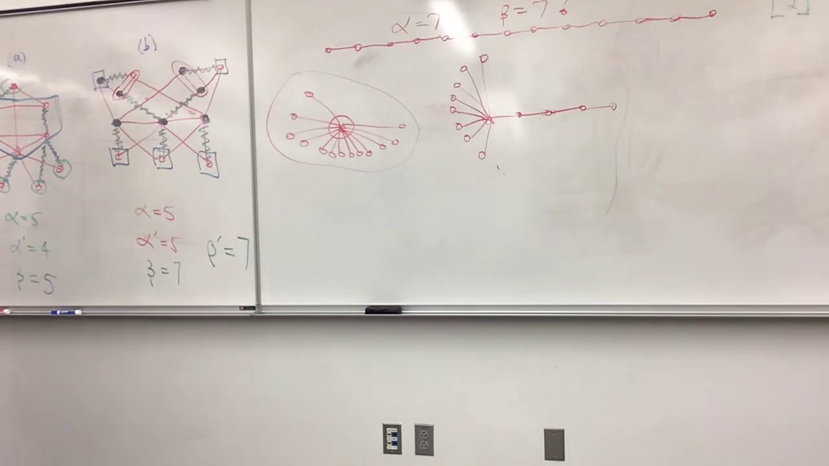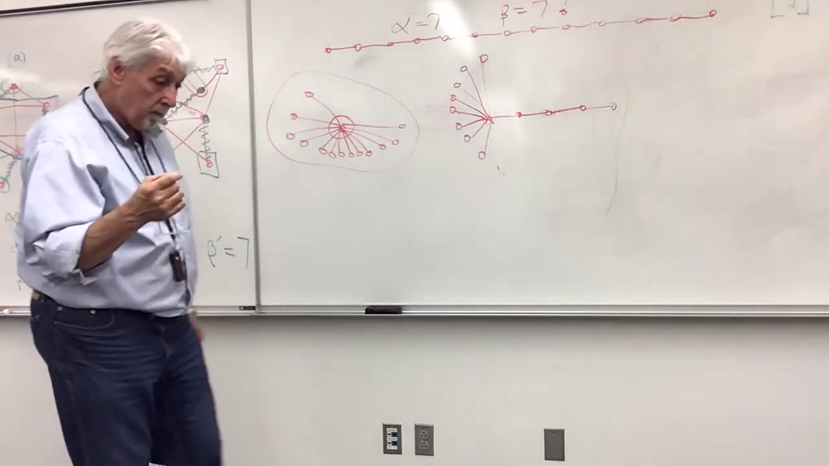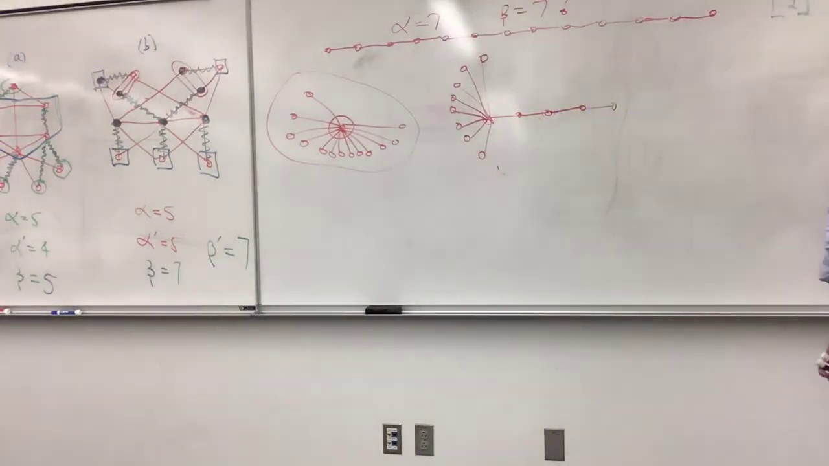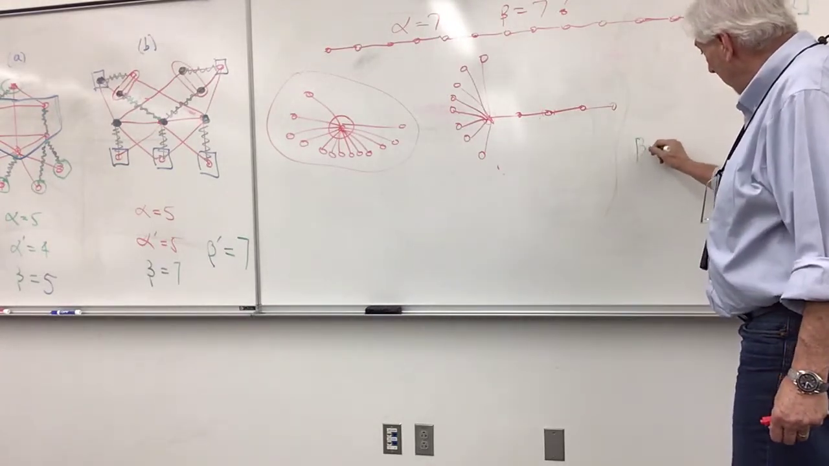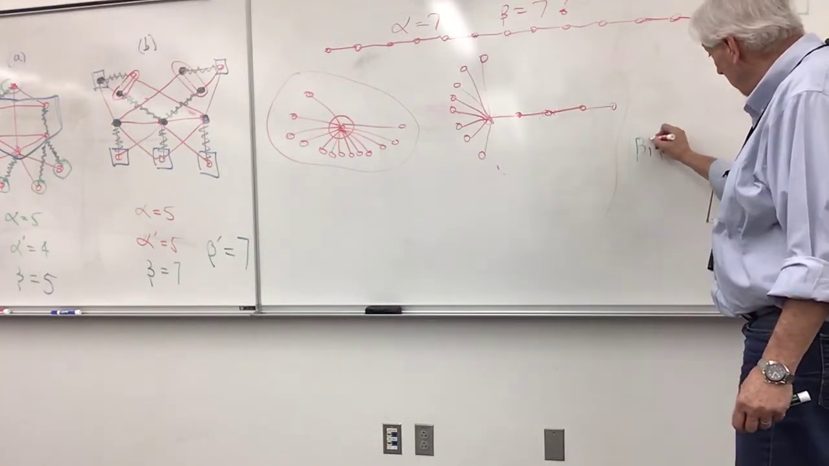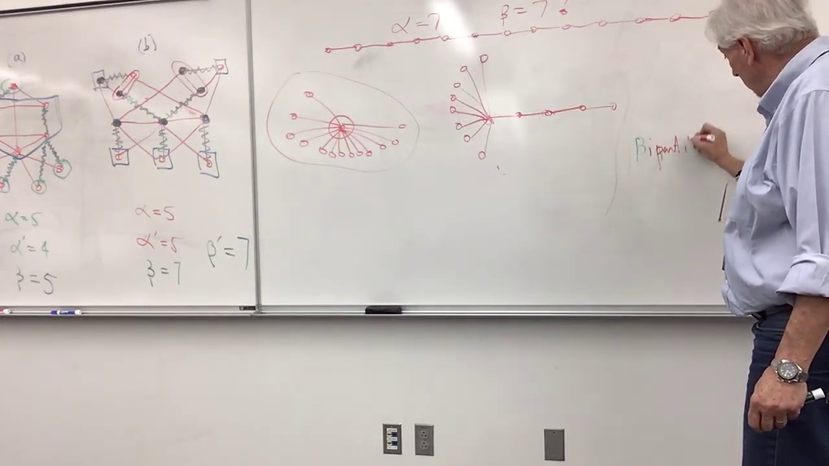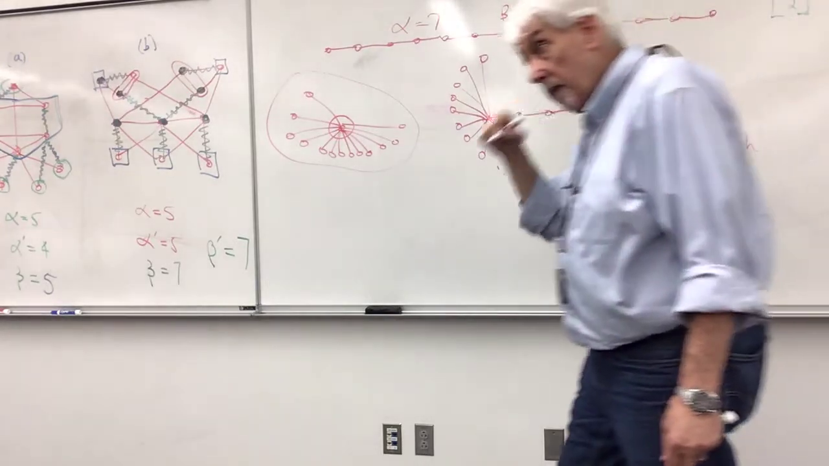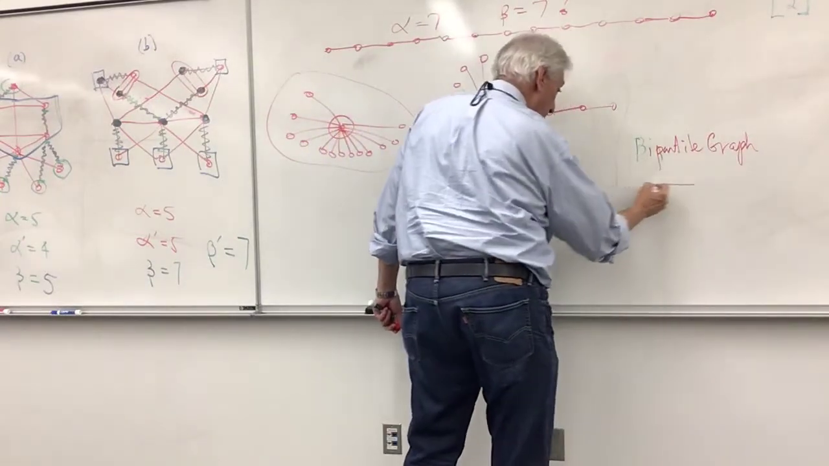Let me back up. A tree, okay, let me back up even further. Forget a tree. What's a bipartite graph? Right. Okay, so a bipartite graph is what? Two independent sets. So I can partition the vertices into 2 independent sets.